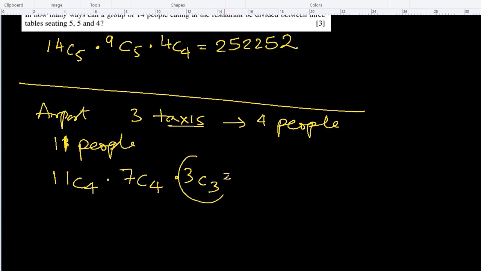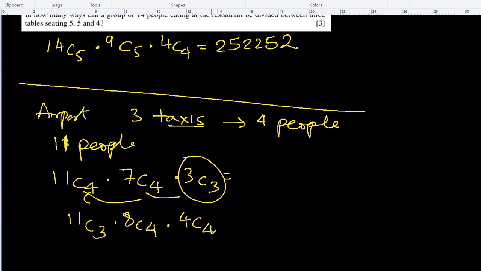Some of you may think, why don't we select 3 first and then 4 and then 4? Yes, we can do that. 11C3 first. Yeah, the remaining are 8C4 and 4C4. That is also okay, no problem. You will see that whatever we get here and whatever we get here, both will be exactly the same. It does not matter which one you select first.